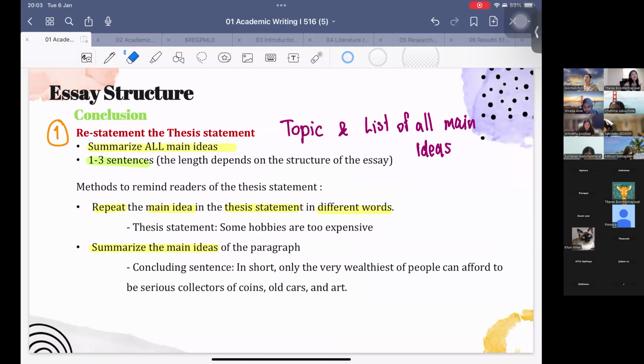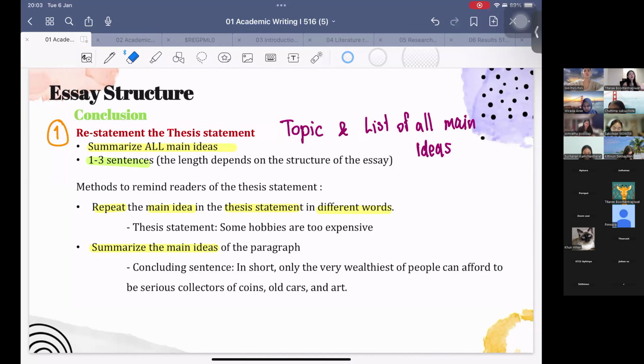So again, the summary here, when you start to write the conclusion, is going to be something similar to the thesis statement. That's why some people would say that this is like a restatement, a rephrase or paraphrase of your thesis statement. However, to avoid having the exact same looking sentence, when you summarize, you need to provide the topics and list all of your main ideas. So list the key things that you mentioned in your body paragraphs in the summary as well.